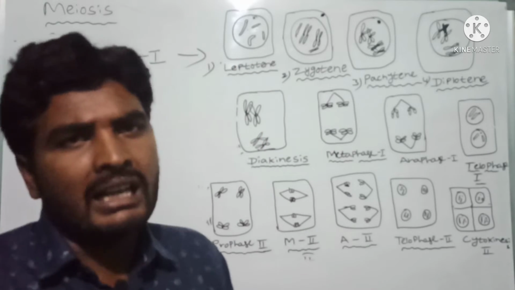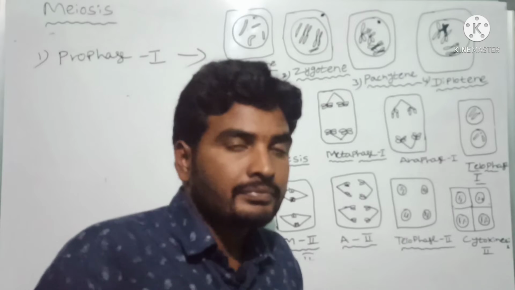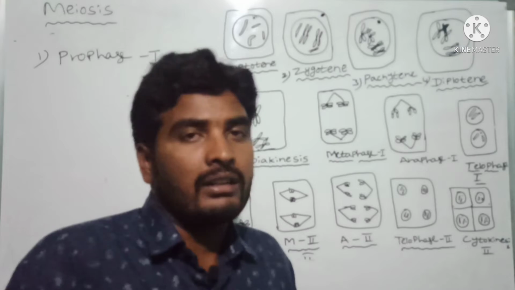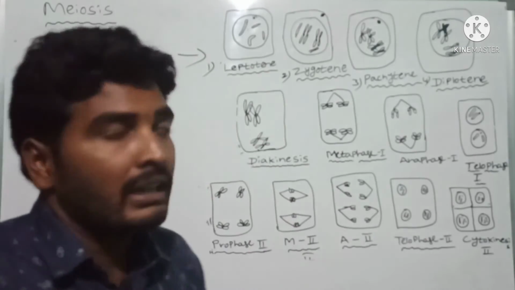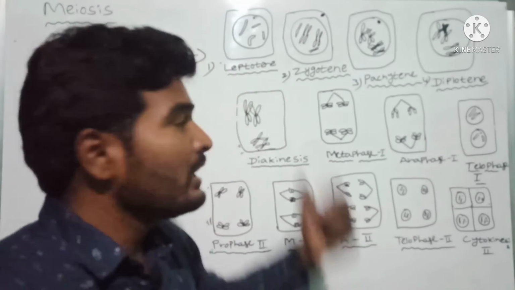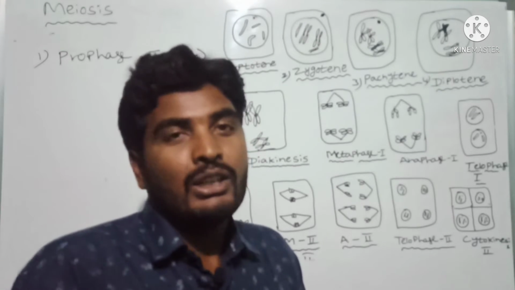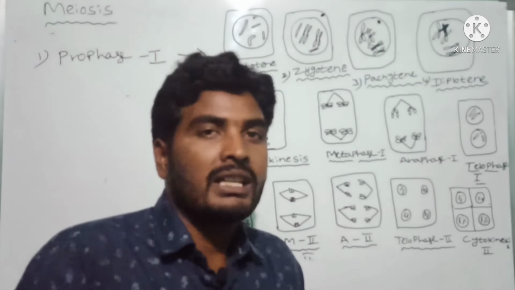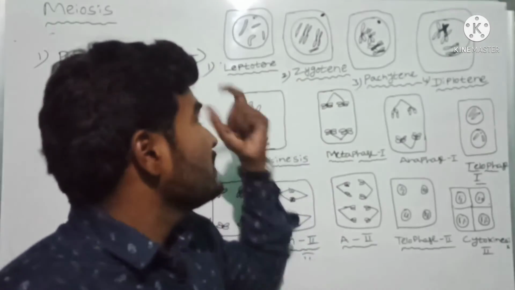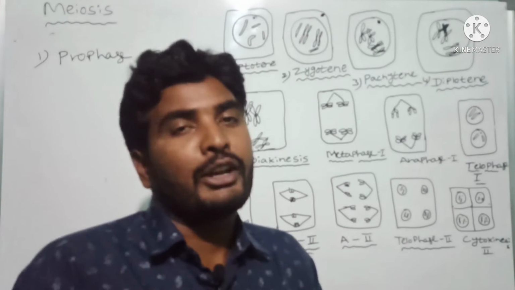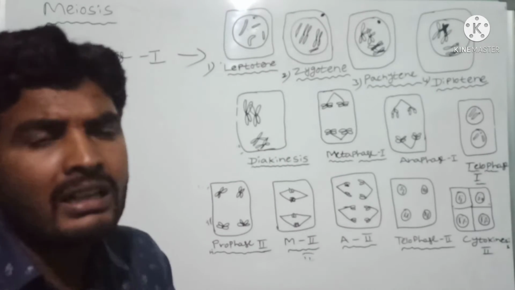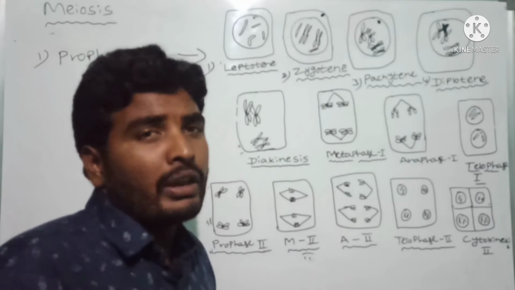Now if you see an animal cell, the chromosomes are arranged in a scattered manner, means irregular. They look like a bouquet shape, arranged in an irregular manner towards the centriole. That's why this leptotene stage we call the bouquet stage.